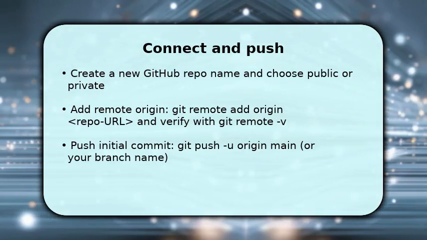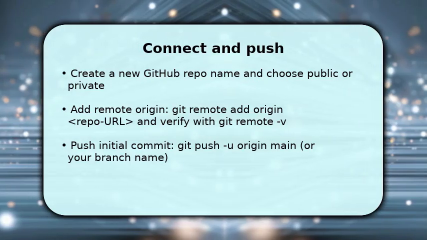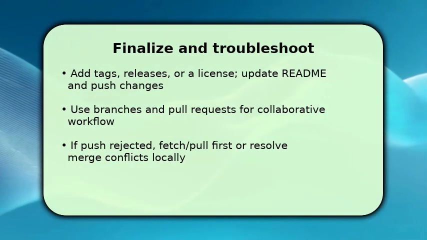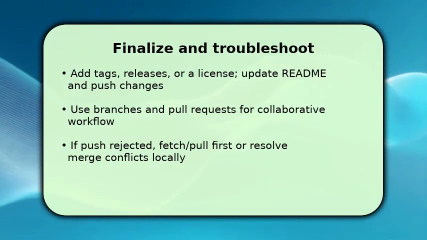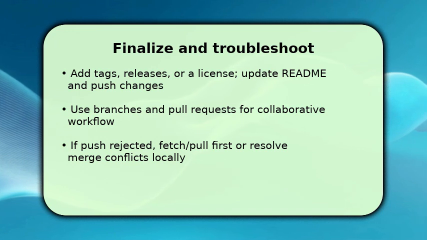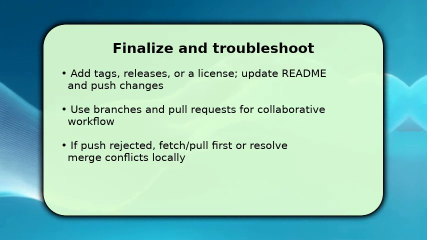Doing this, you finish by polishing: update the README, add a license and tags, or create a release, then push changes. Once done, adopt branches and open pull requests for features or fixes. This keeps history clean.